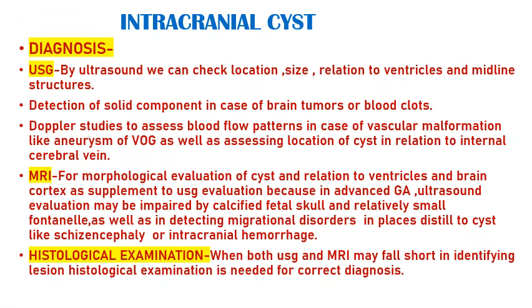MRI can be offered for morphological evaluation of the cyst and its relation to the ventricles and brain cortex as a supplement to ultrasound evaluation. Because in advanced gestational age, ultrasound evaluation may be impaired by the calcified fetal skull and relatively small fontanelle. MRI can be used for detecting migrational disorders in places distal to the cyst, like schizencephaly, or intracranial hemorrhage. Histological examination is helpful when both USG and MRI fall short in identifying lesions.